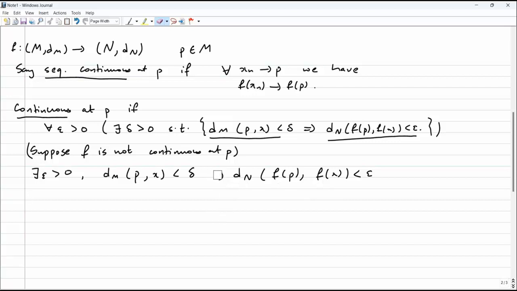So that would be this, but the thing on the right hand side did not happen. Bigger or equal to epsilon. And this will be true no matter what delta we choose. So let us choose delta equals 1 over n. So 1 over n is a natural number, and then for each n, there will exist at least one xn for which this will be true.